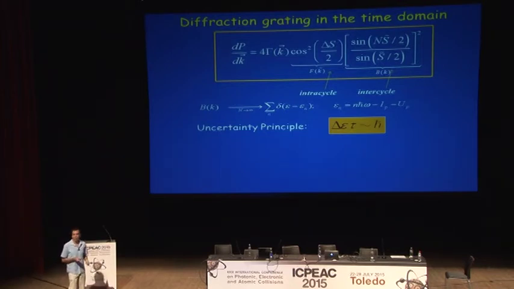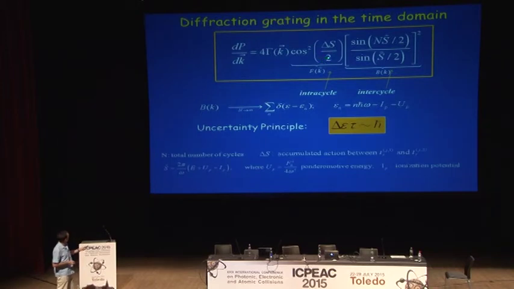Just for the sake of completeness, let me tell you that this delta S is the accumulated action between the early and the late release times. And this is given by this expression, where UP is the ponderomotive energy and IP is the ionization potential. This equation can be generalized to other types of pulses, not only for sinusoidal pulses.